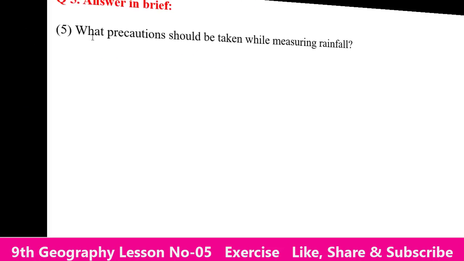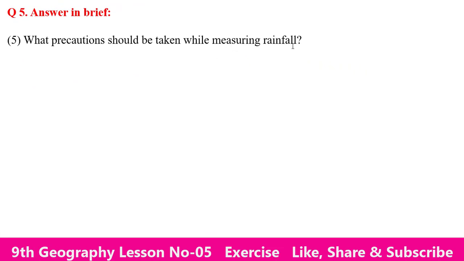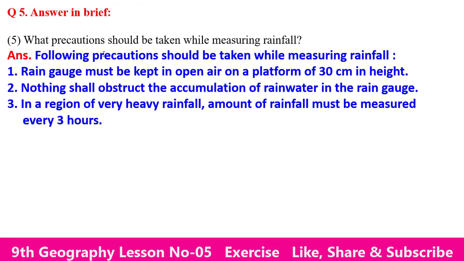Now next, fifth. What precautions should be taken while measuring rainfall? The answer is the following precautions should be taken while measuring rainfall. First, the rain gauge must be kept in open air on a platform 30 cm in height. Second, nothing shall obstruct the accumulation of rainwater in the rain gauge. Third, in a region of very heavy rainfall, the amount of rainfall must be measured every 3 hours.